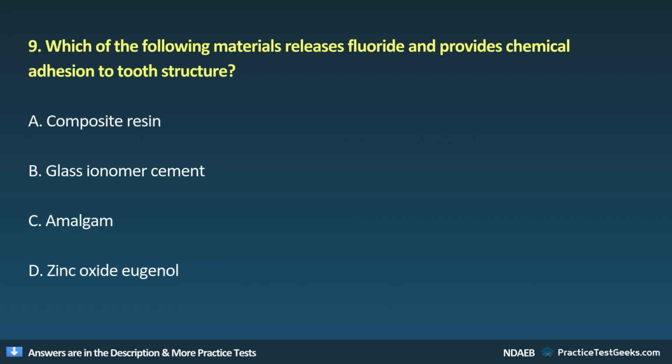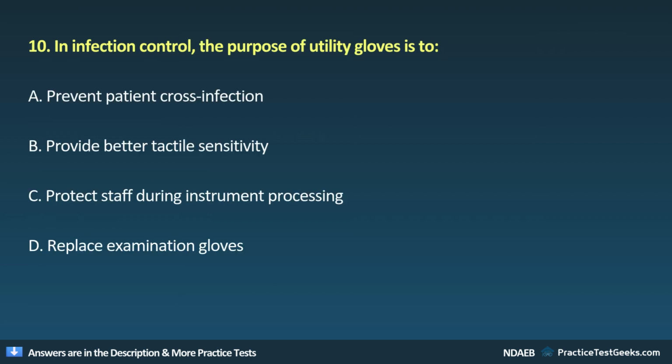9. Which of the following materials releases fluoride and provides chemical adhesion to tooth structure? A. Composite resin. B. Glass ionomer cement. C. D. Zinc oxide eugenol. 10. In infection control, the purpose of utility gloves is to A.